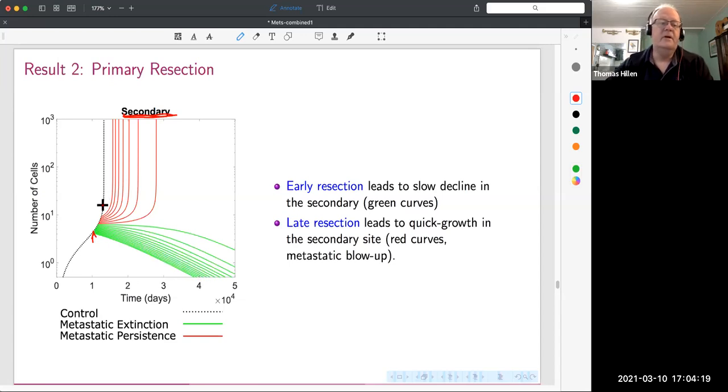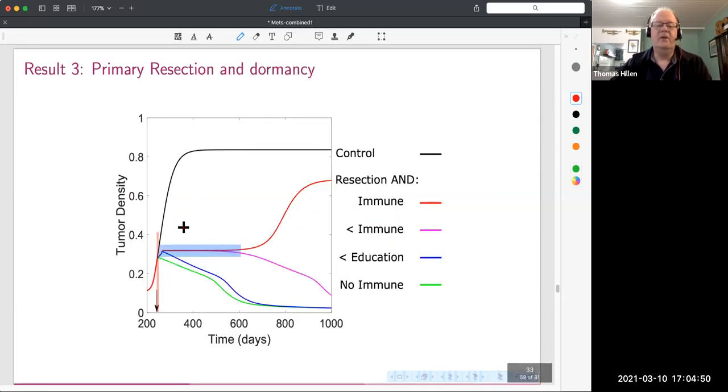Everything is good. If you remove the primary later, like here in the red curve, then the primary is gone, but the metastasis still grows. It grows essentially to the same height as it would have grown before. So what you see is a sharp transition between the green and the red. If you remove the primary early enough, you can also control the metastasis. If you remove it too late, then the metastasis will still grow. Okay. Now, playing with the parameters, you can also generate some time of dormancy.